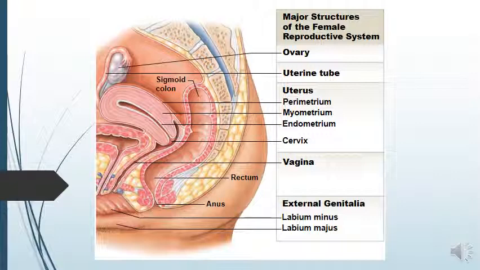This is another view of the female reproductive tract. One of the things I'd like to point out is if you look here at the uterus, it is a very, very strong muscle, and it consists of the three layers: the perimetrium, the myometrium, and the endometrium.